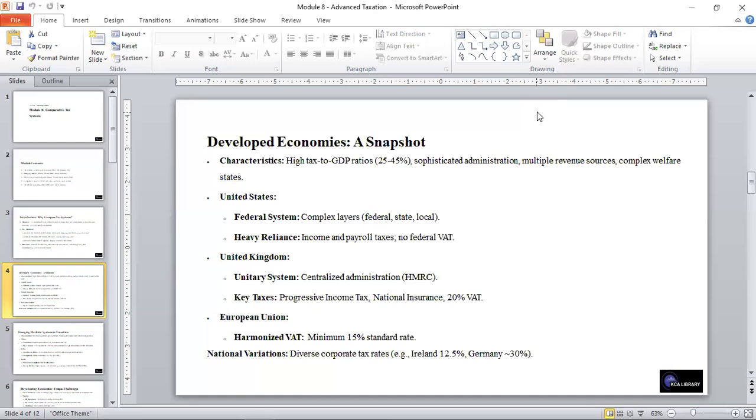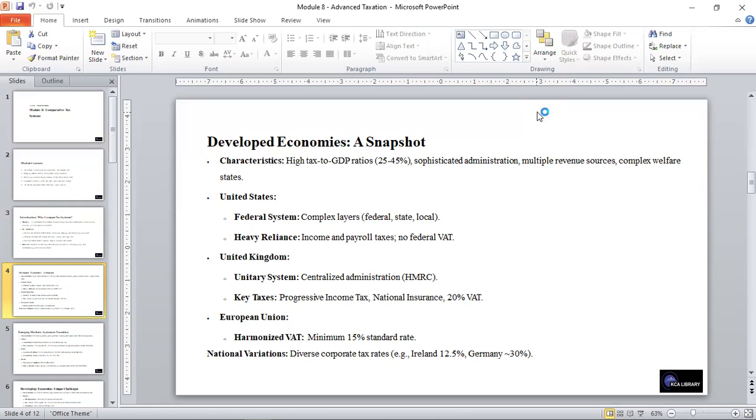Looking at the United States, it makes use of the federal system, which is a complex layer comprising federal, state, and local, and it is heavily reliant on income and payroll taxes, with no federal VAT. For the United Kingdom, it's a unitary system with centralized administration, the HMRC, and key taxes are the progressive income tax, national insurance, and 20% value-added tax.